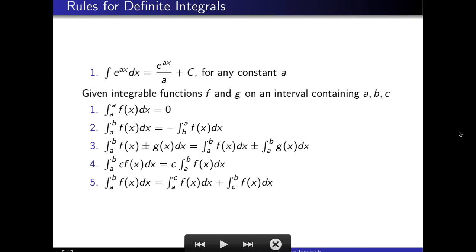Okay, so to recap, we have a couple of these rules that we saw last time for integrals. So one was that the integral of e to the ax dx is e to the ax divided by a plus our arbitrary constant. The integral from a to a of f of x is 0. We can flip the bounds around on our integral by putting a minus sign out in front. We can split integrals apart, so the integral of the sum f plus g is the sum of the integrals, so integral of f plus integral of g. We can pull constants out in front, and we can divide up an interval as we need to. So the integral from a to b of f is the integral from a to c of f plus the integral from c to b.